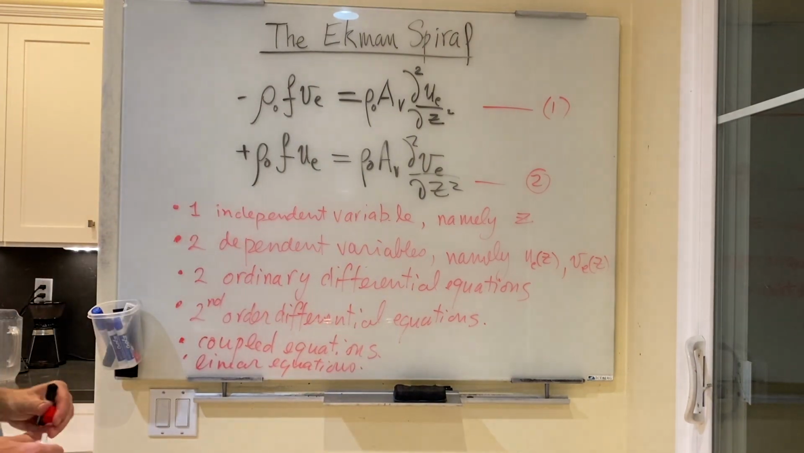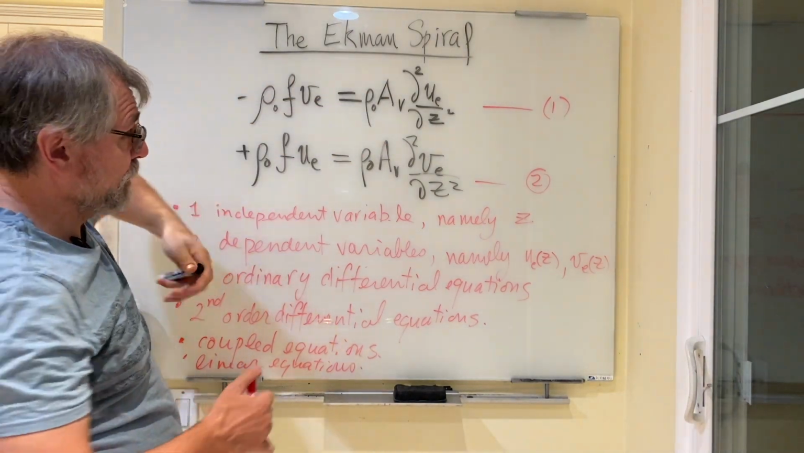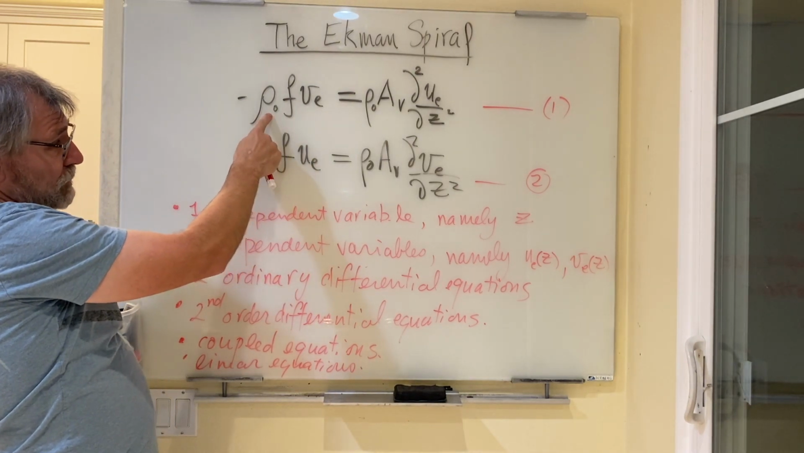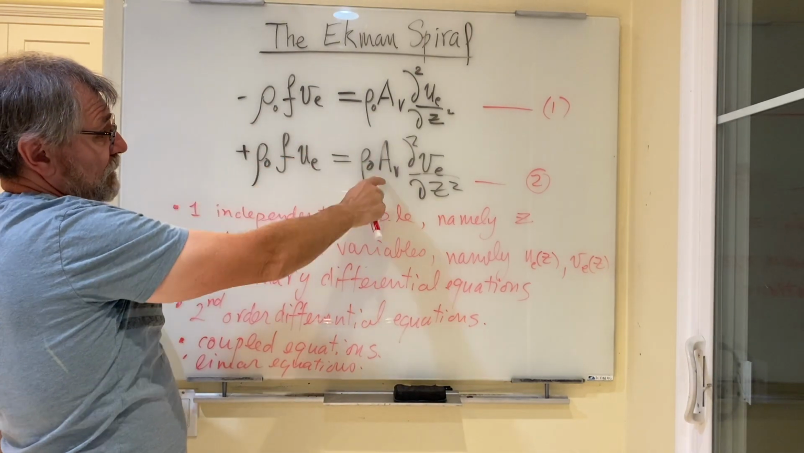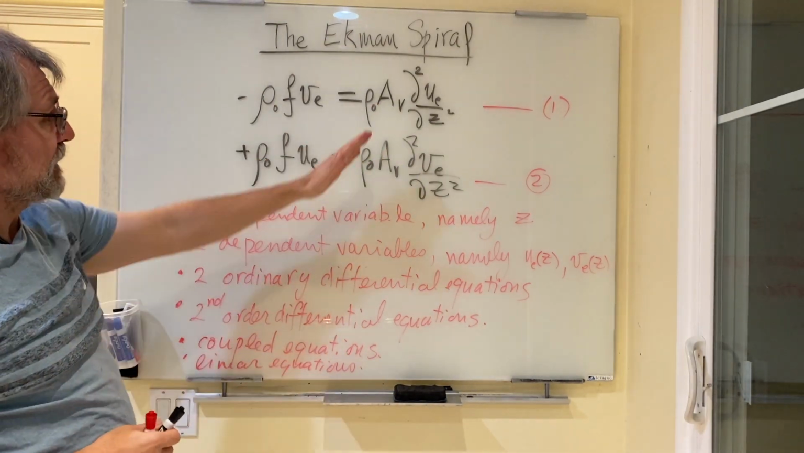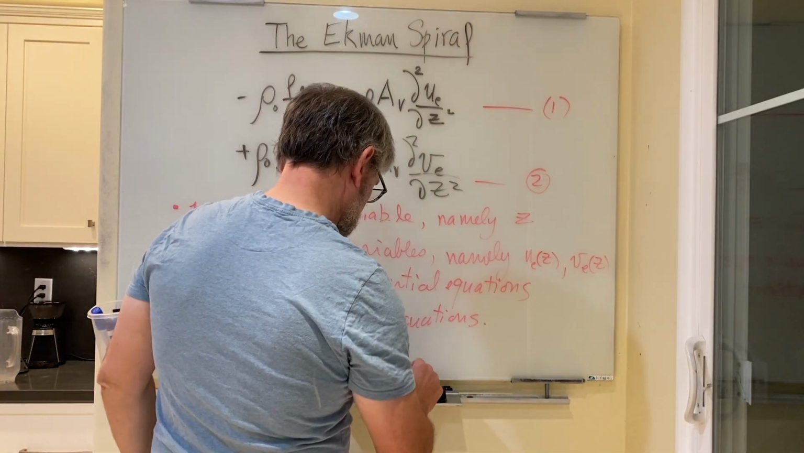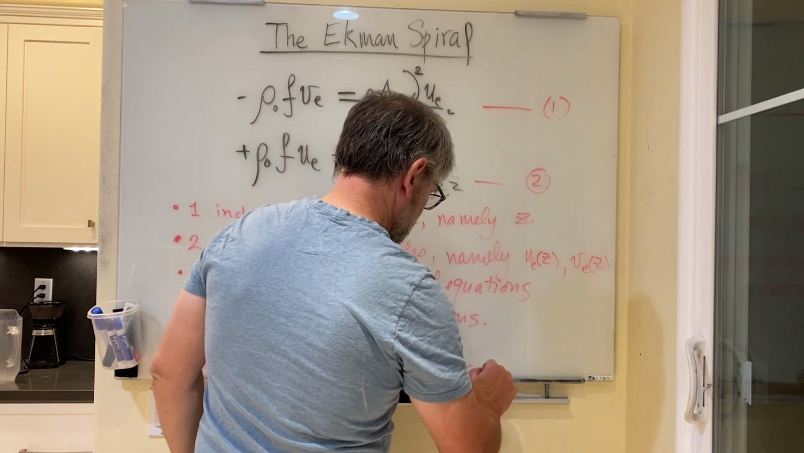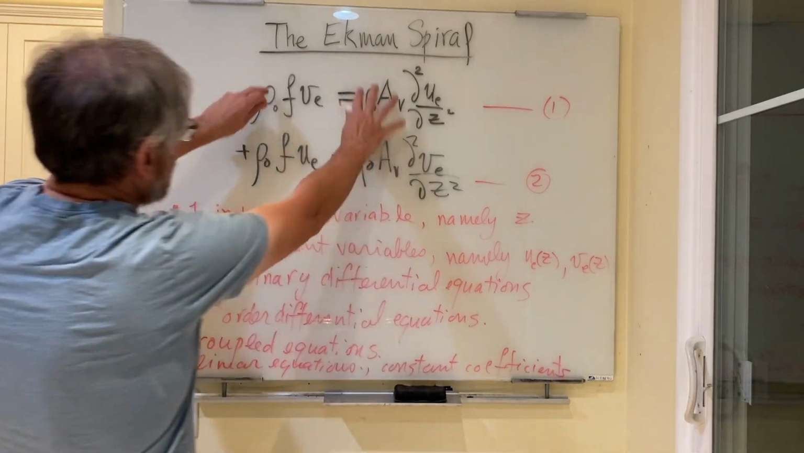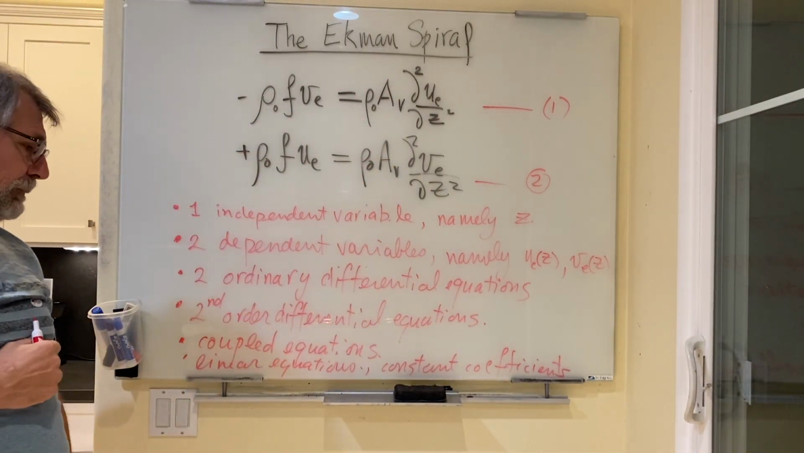And one more thing is that all these coefficients out front, we're going to take them to be constant. In reality, f, the Coriolis parameter, is a function of latitude. Density is a function of space. The eddy kinematic viscosities can also vary with depth, but we're going to take them to be constants here. So we're going to take all the coefficients to be constants. Only u and v will be functions of depth.